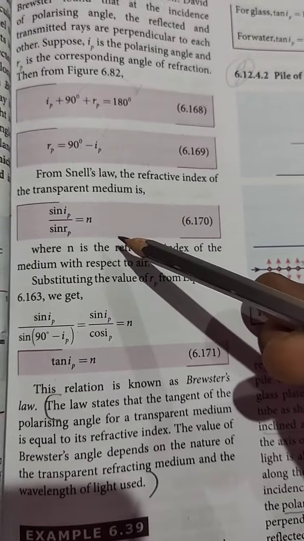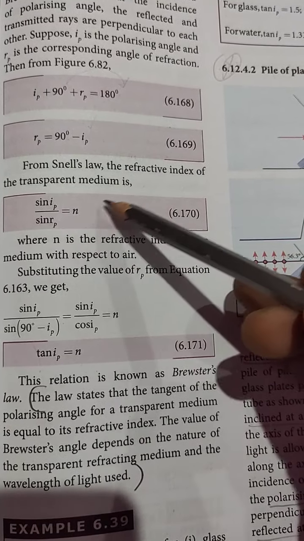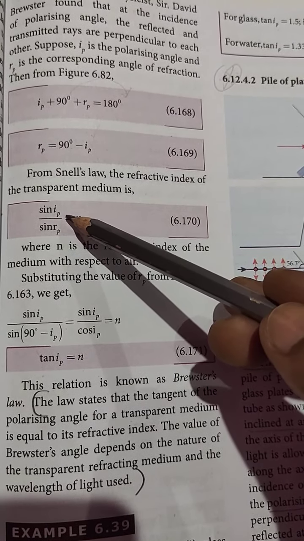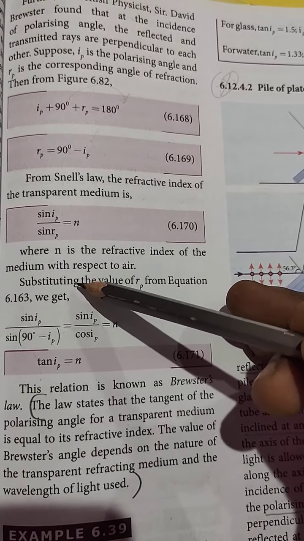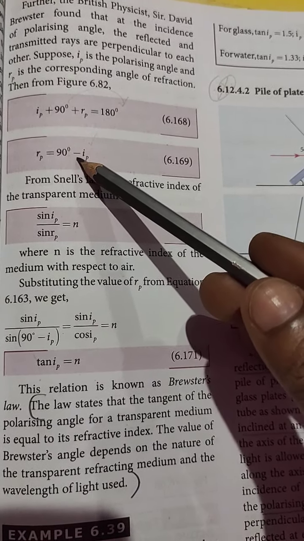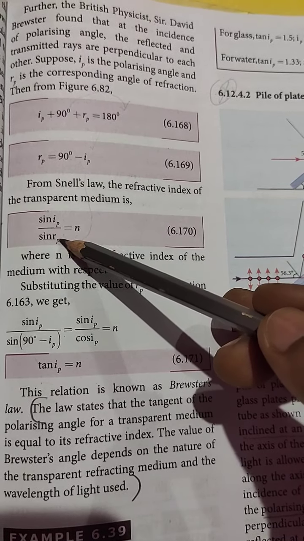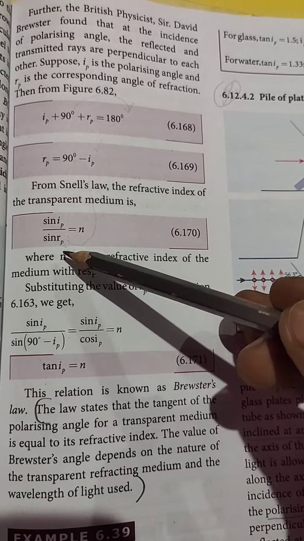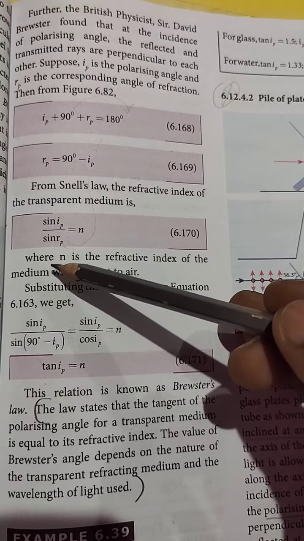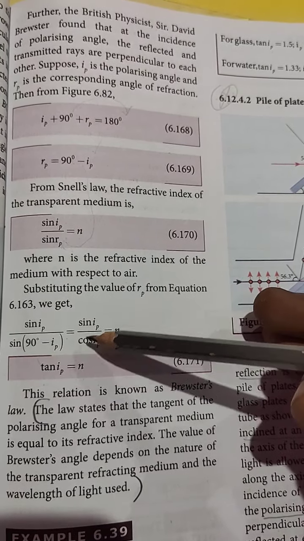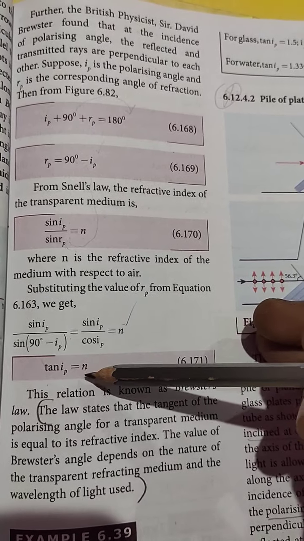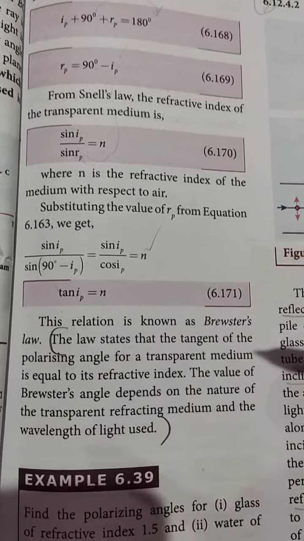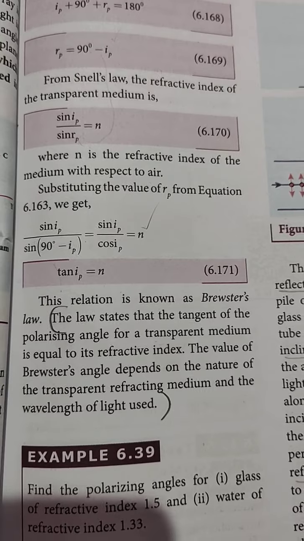So according to Snell's law, refractive index n equals sine of the polarizing angle over sine RP. So put the value of RP in this equation of Snell's law. Substitute the value here. So sine IP over sine of 90 minus IP, which equals cos IP, so sine IP by cos IP equals n. So tan IP equals n. So the relation finally tells us Brewster's law.